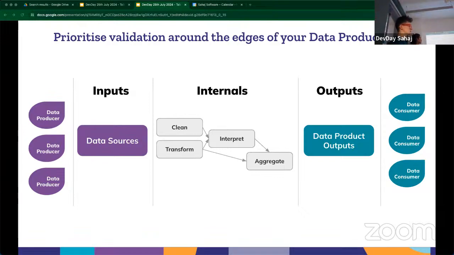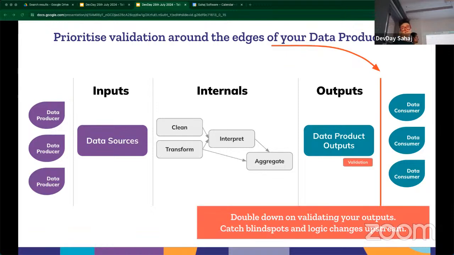Now, like Akshay mentioned, you probably want to start validating, setting tests from the outside, from the edges coming in. If you only have very limited time, we suggest that you really double down on validating your outputs and setting really rigorous tests to make sure that the promise you are making with the data product continues to be satisfied. That probably won't be enough, but it will help you catch blind spots and any logic changes upstream.